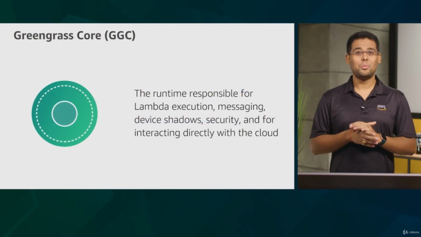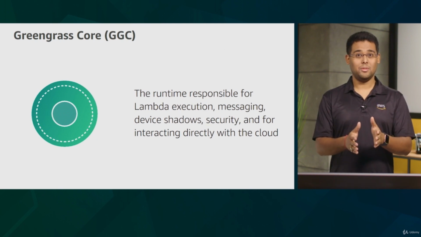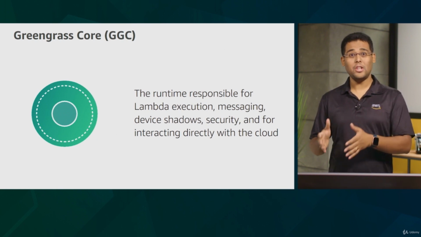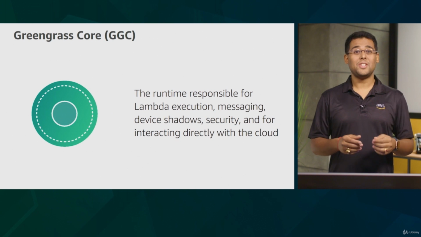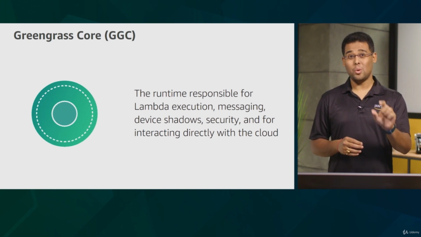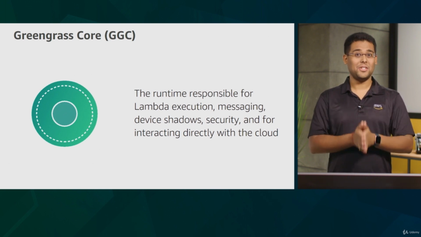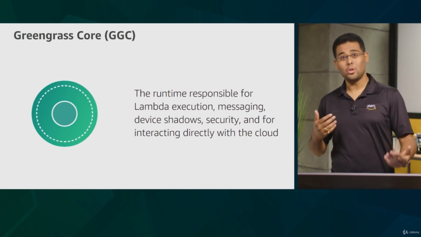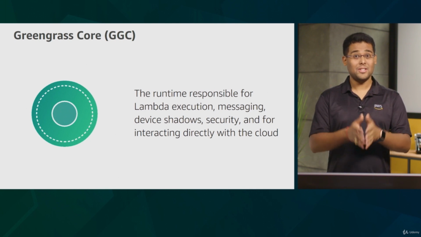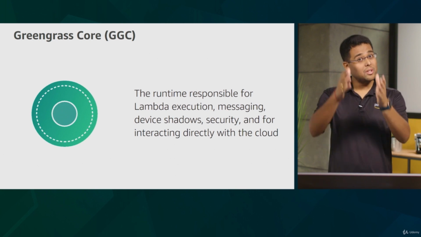Let's talk about a few major components. The first one is Greengrass Core. This is like the lifeline of Greengrass. It is a runtime that is responsible for Lambda execution, messaging, device shadow, ML inferencing, and everything else that I just talked about. This software is designed to run on devices with at least 1 GHz of compute, 128 MB of RAM on either ARM or x86 architecture. And it runs on different flavors of Linux like Ubuntu, Raspbian, Amazon Linux.